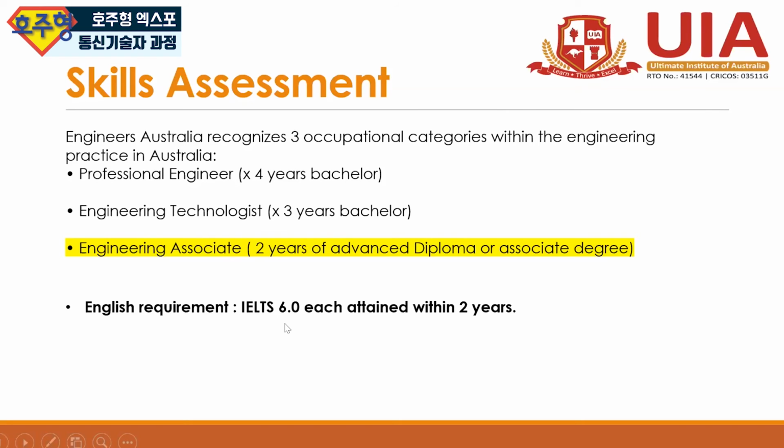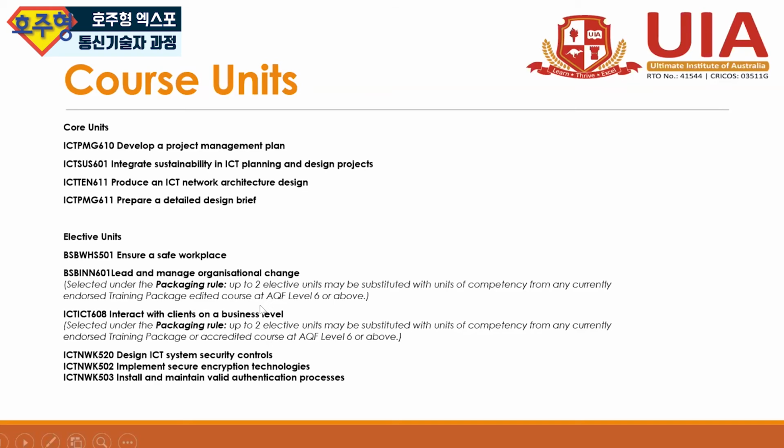So what are the core units and elective units we are going to study? Most of them, as I said, are advanced level units, related to project management, architecture design, and very expert level units. The way we design these qualifications, we use real-time scenarios. When you are studying these units, you will experience some real-time projects because the scenarios are from the real world.